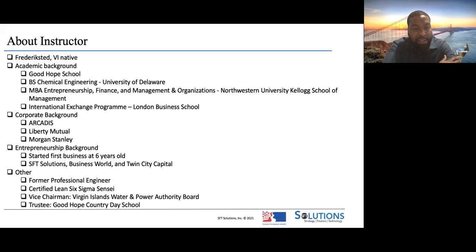Other professional facts about myself: I am a former professional engineer, certified Lean Six Sigma Sensei, which essentially means that I go around to businesses helping them improve efficiency. I am the current vice chairman of the Virgin Islands Water and Power Authority Governing Board, and I am a trustee at the Good Hope Country Day School.